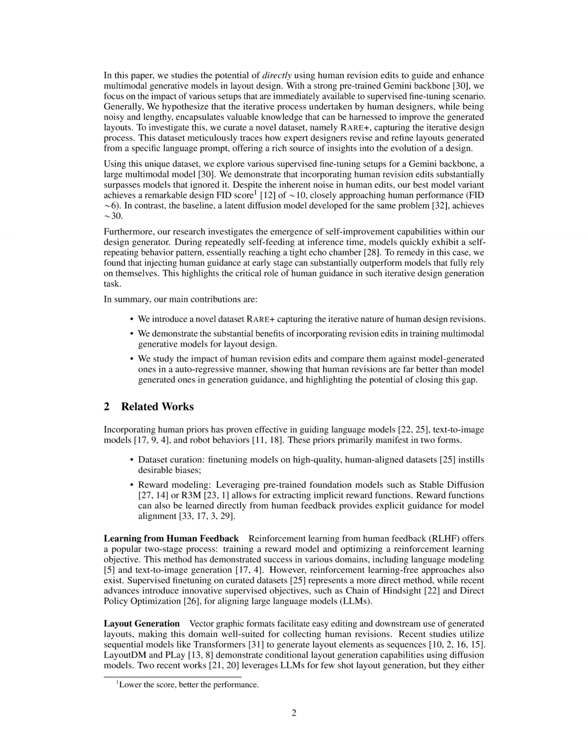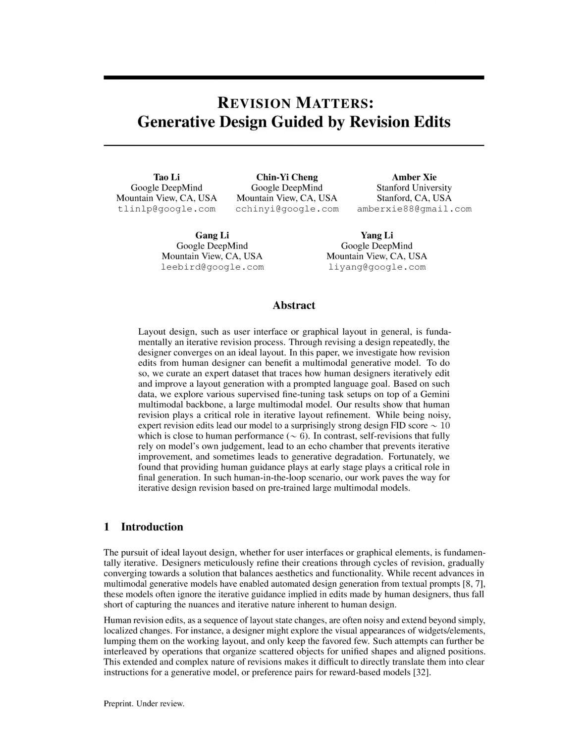The research highlights the critical role of human guidance in the iterative design generation process, showcasing how human edits can outperform model-generated ones in providing guidance for layout generation. Additionally, the study shows that human revision edits can help models avoid self-repeating behavior patterns and improve their self-improvement capabilities. In practical terms, incorporating human revision edits can lead to more realistic and aesthetically pleasing design outcomes, bringing the model-generated layouts closer to expert human performance.